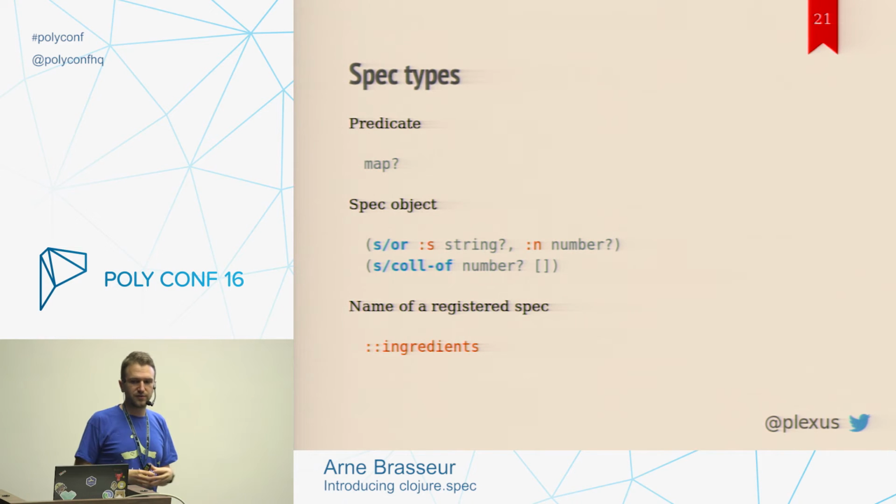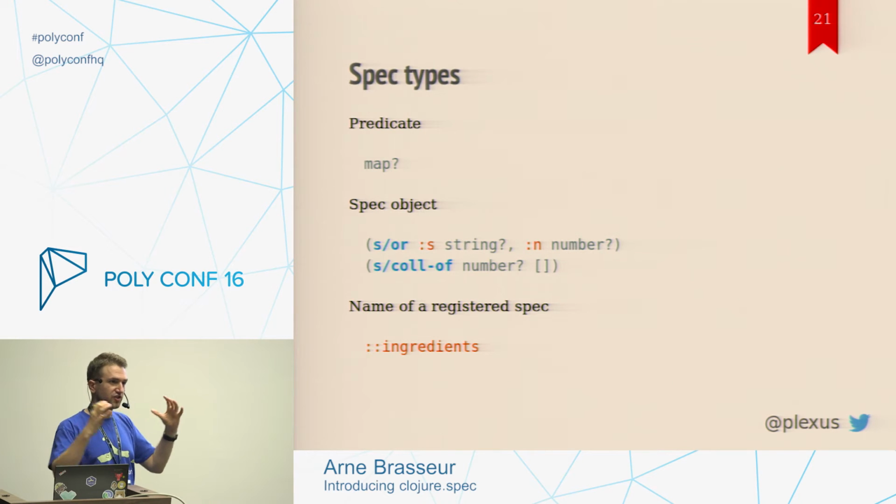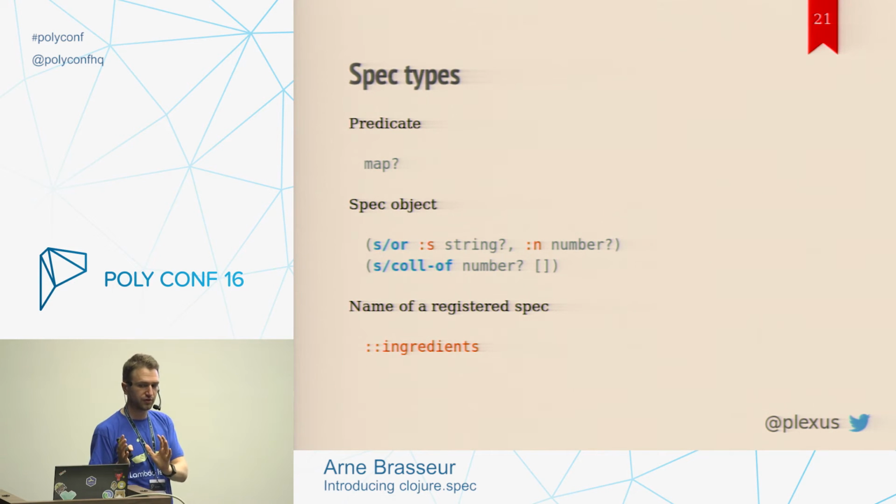Then you use those predicates, and you can write your own predicates, to compose and combine to build bigger specs. So here we're saying, well, something can be either a number or a string. We have the or function in the spec namespace that returns a spec object that checks that. Or we can say we're looking for a collection of numbers, and specifically this collection needs to be vectors. That's what this coll-of function does, just to give you an example.